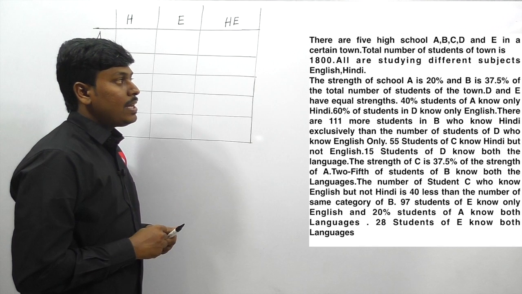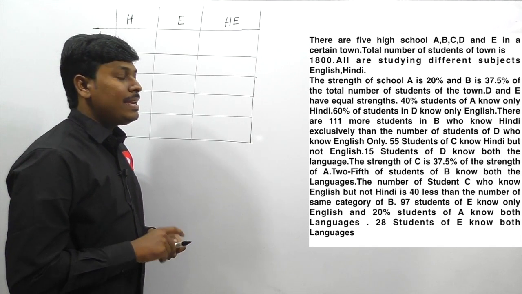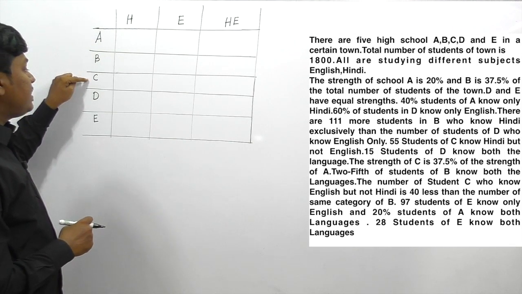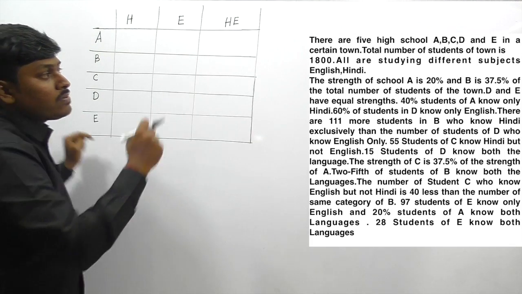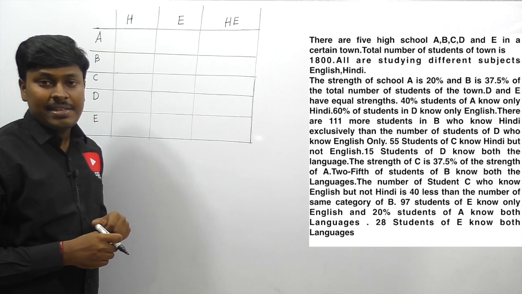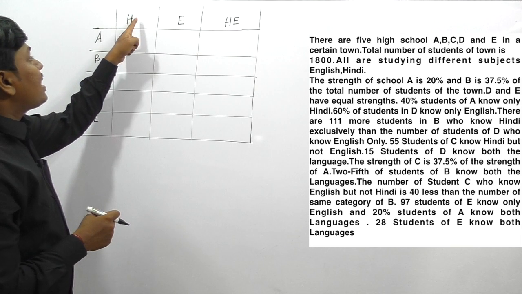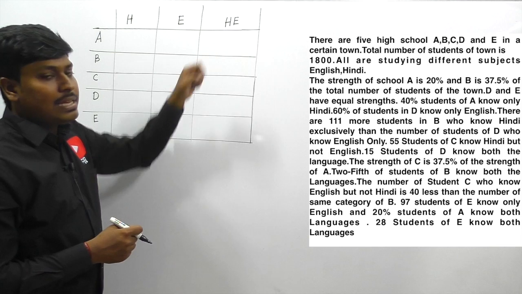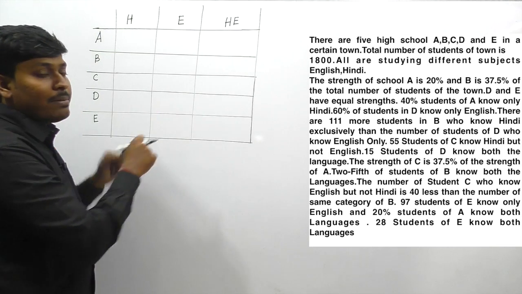There are 5 schools A, B, C, D and E in a certain town. So I have just drawn here a tabular column with 5 schools A, B, C, D and E, and the total number of students is 1800, and these 1800 students are studying English and Hindi. So I can say that the students can study only Hindi, or only English, or both English and Hindi. So initially we need to frame a tabular column.